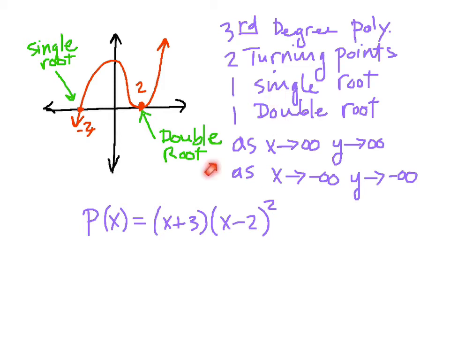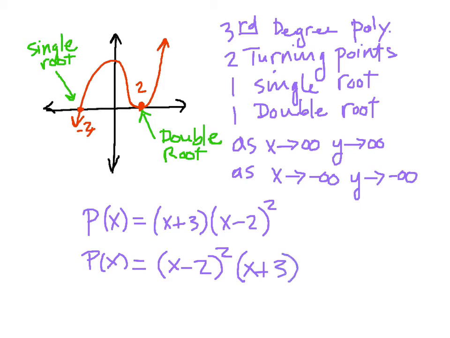We still have the same end behavior. And then we write it out this way. Now, that's not quite in standard form because we usually do this in descending order. So it would look like this: x minus 2, quantity squared, times x plus 3. And the double root is indicated by the squared because that's where it touches the x-axis. Let's take a look at another example.